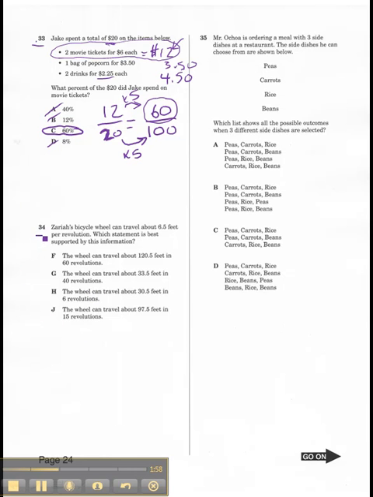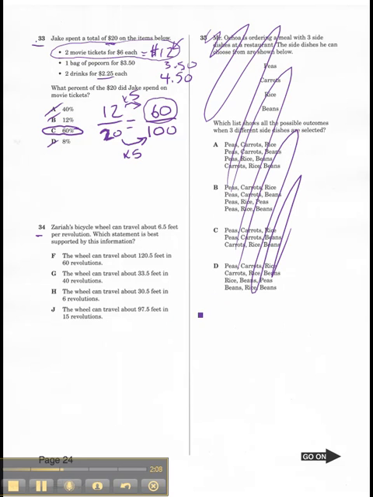Problem 34. Zariah's bicycle wheel can travel about 6.5 feet per revolution. 6.5 feet per revolution. Per 1 revolution, so that's a unit rate. That's how far it travels in 1 revolution, which is the circumference of the wheel. Which statement is best supported by this information?